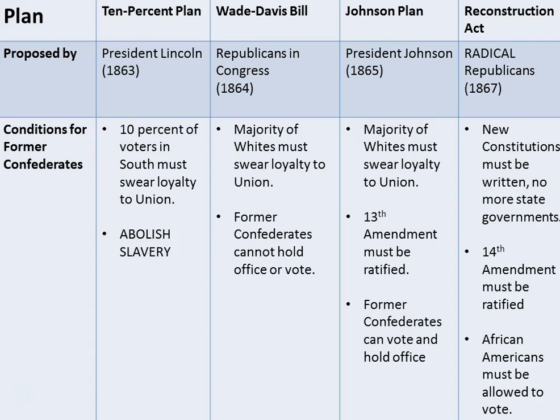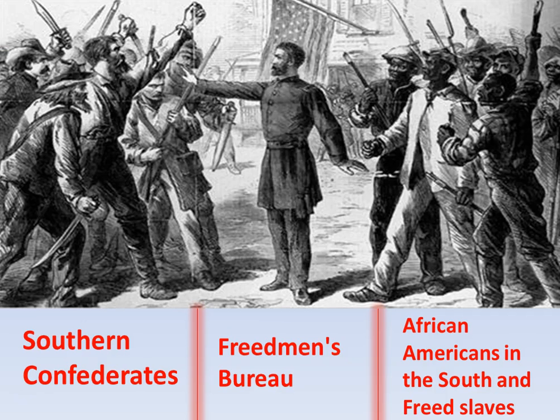Okay, so we're going to use this screen. It's going to be kind of like a golden key for you guys, if you will. So take a look at it, understand the difference between the plans, the Wade-Davis bill, the Johnson plan, who's making these plans and why, understanding the Democratic Party versus the Republican Party, who's trying to punish the South. All of those things will come together in this one graphic organizer that we've got.